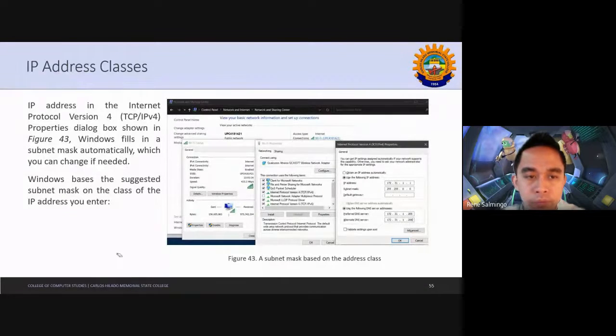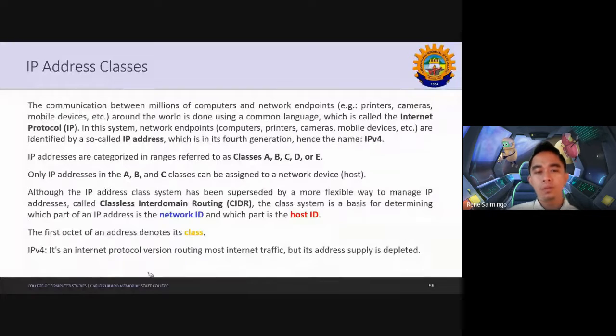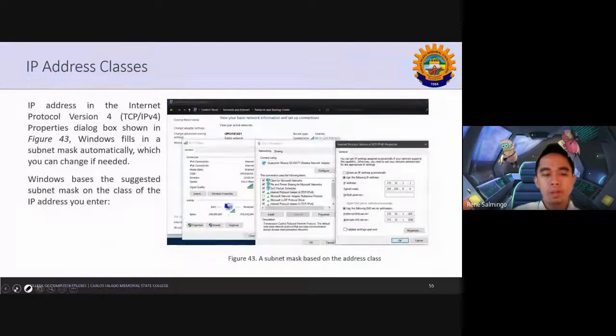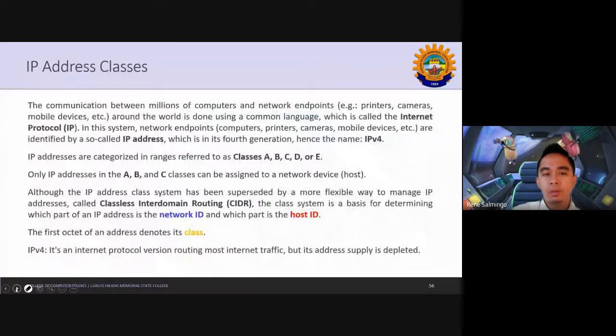Okay. So any question on this? Now we go back to the lecture because we don't know yet what these IP addresses are. First we need to identify the classes of IP address that we have. We have the fourth generation IP address, which we call the Internet Protocol, and only IP addresses in classes A, B, and C are to be assigned to a network device or host.